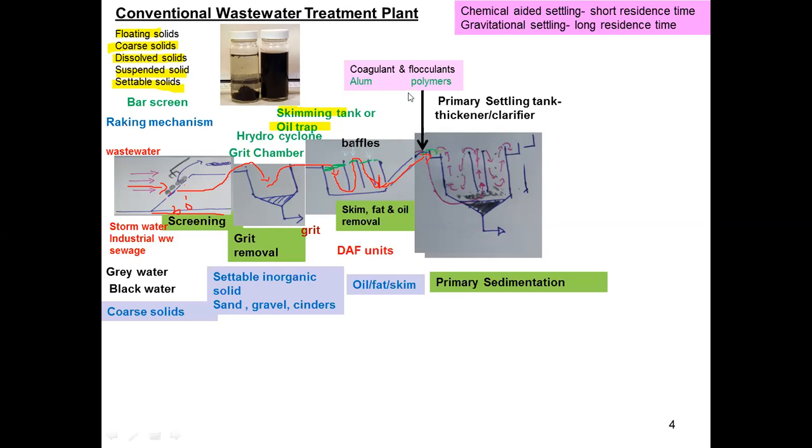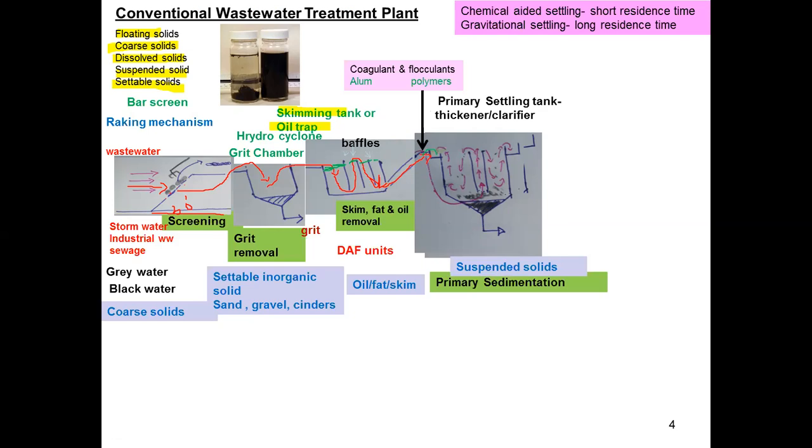So it depends on the type of the operation. Then we have to install several tanks, and there should be mechanical stirrers also, and there should be feeding pumps also. So we will discuss this matter in our future lectures.